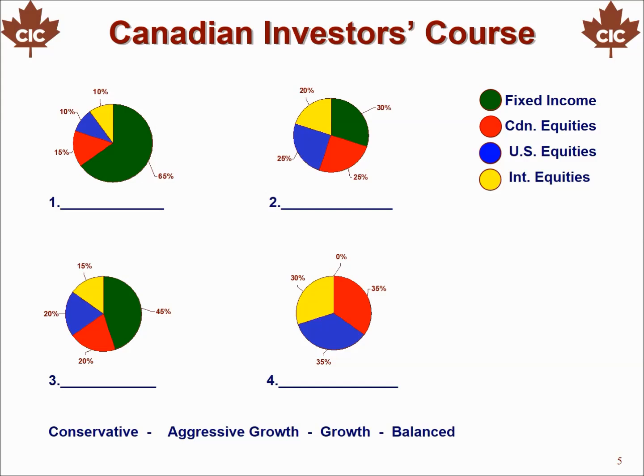There are 4 pie charts, 1, 2, 3, and 4. They're a blend of fixed income, Canadian equities, U.S. equities, international equities. What I encourage you to do is to look at each one and label them with what they are. For example, is number 4 the conservative one, or is number 1 the conservative one? And what is number 3 and what is number 2? Like, which one's the growth one, which one's the balanced one, which one's the aggressive growth one, and which one's the conservative one? And I encourage you to discuss this with your investment professional.